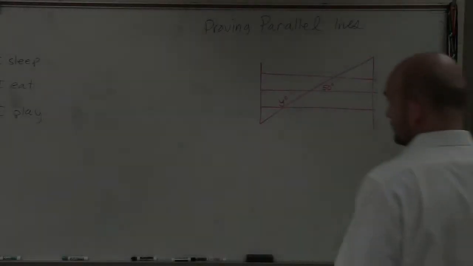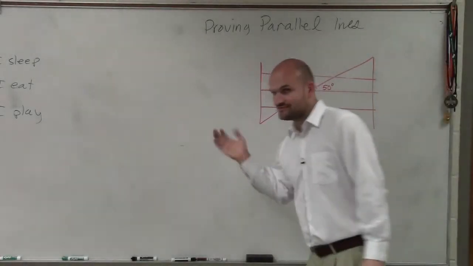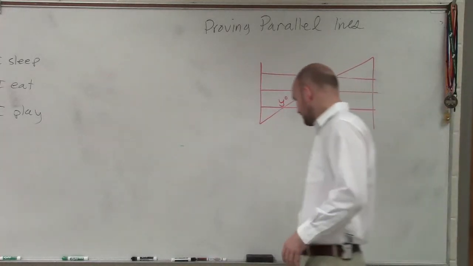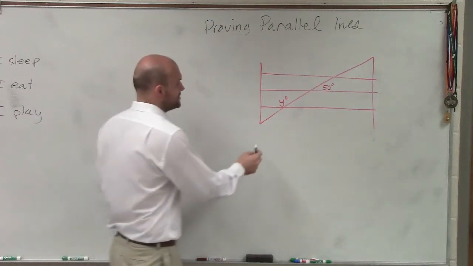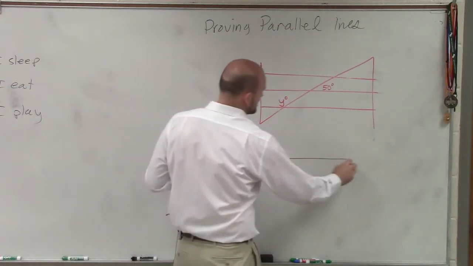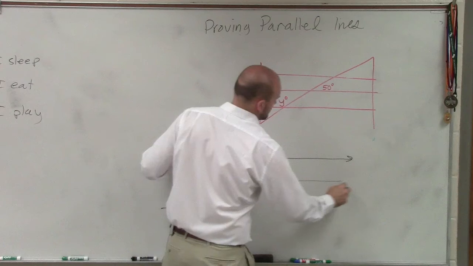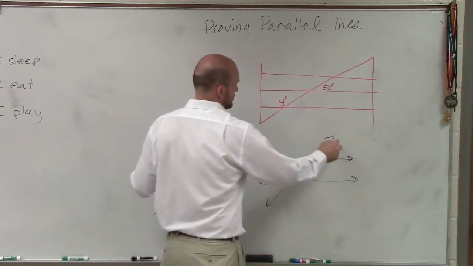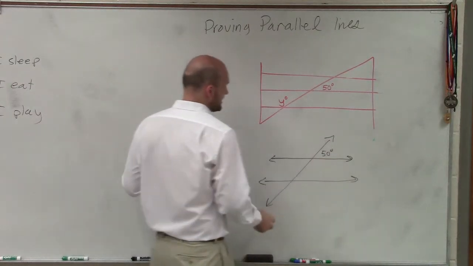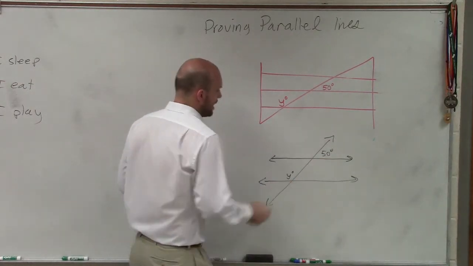I would redraw this figure. All right? This figure looks kind of confusing as is. What I would do is redraw it just dealing with the angles that I'm using. So I'm using two lines, and I have a transversal. So if I have 50 degrees, and then they say this angle is y.